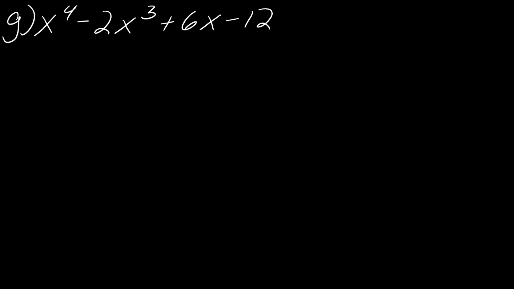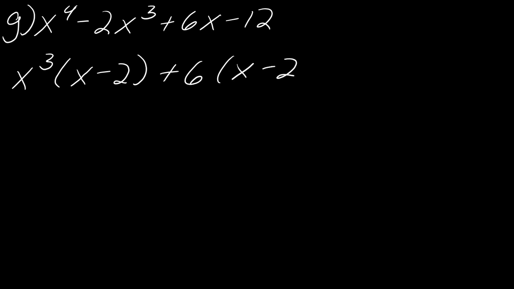Okay, so let's keep going with our grouping fun. So now I've got x to the 4th minus 2x cubed plus 6x minus 12. Out of the first two terms, I will factor out an x cubed so that I'm left with x minus 2. And out of the second two terms, I will factor out a 6 so that once again I'm left with x minus 2. So they've got x minus 2 and x minus 2. So now I can rewrite this as x cubed plus 6 times x minus 2.